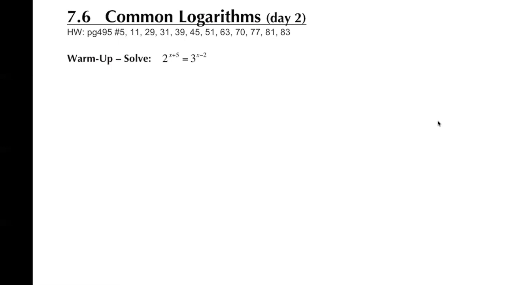So starting with Michael. All right, Michael, what would you do first? So I would move the exponent of x plus 5 down, so it'd be x plus 5 log 2. Nice. So you're going to log both sides and then bring the exponent down. Perfect. And then what about the right hand side? x minus 2 log 3. Perfect. Nicely done. Thank you, Michael.